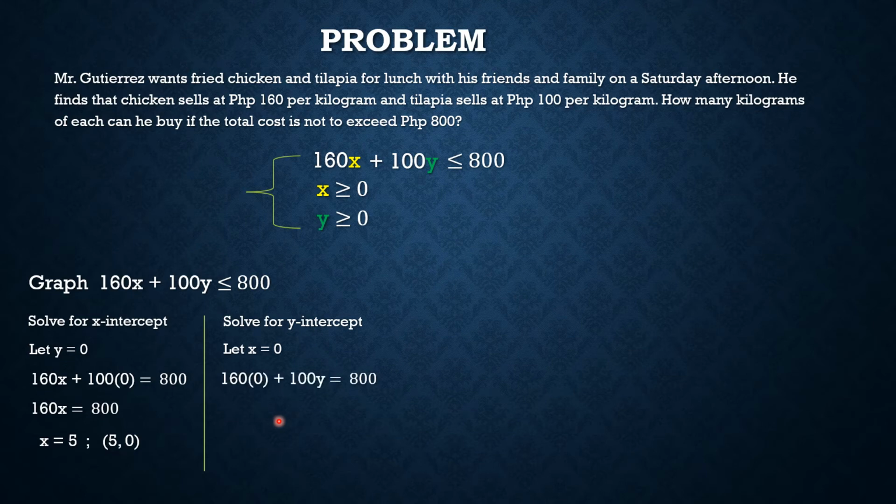So, we have 160x, so 160 times 0 plus 100y is equal to 800. And so we have 100y is equal to 800. By dividing both sides by 100, para matira na lang si y, we get y is equal to 8. And therefore, our y-intercept is 0, 8. Meron na tayong x-intercept, meron na tayong y-intercept, so we can now graph the boundary line of this linear inequality.